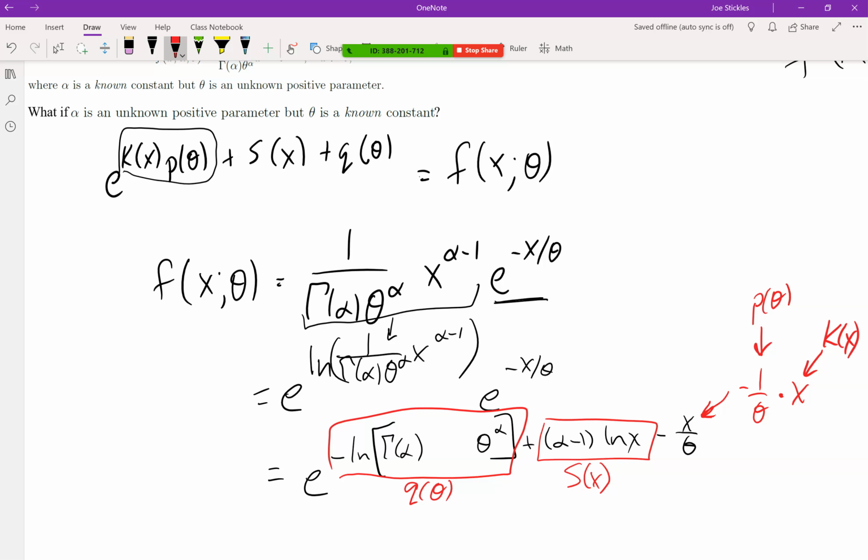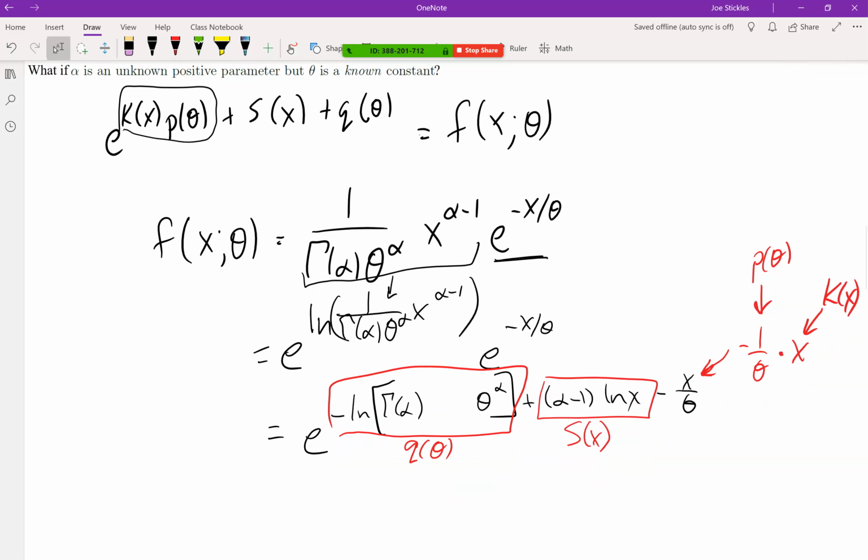So being able to write it in this form tells us that we're in the exponential form here, so that we can conclude that our y equals the sum of x of i is sufficient for theta. Does that make a little bit more sense?